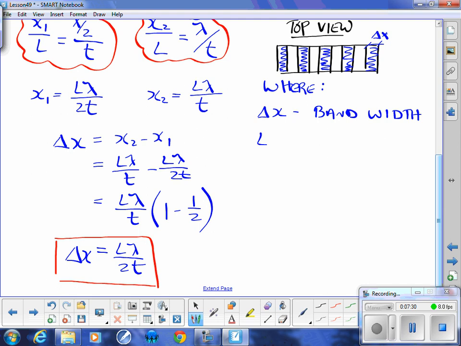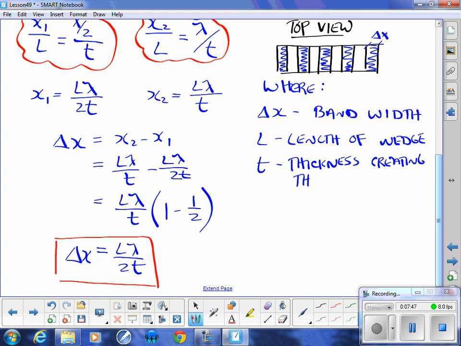All right, L is the length of the wedge. T is the thickness creating the wedge, so the diameter of the hair and whatever. The lambda is your wavelength.